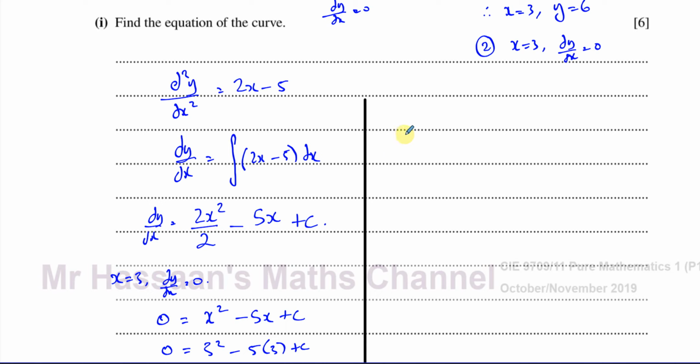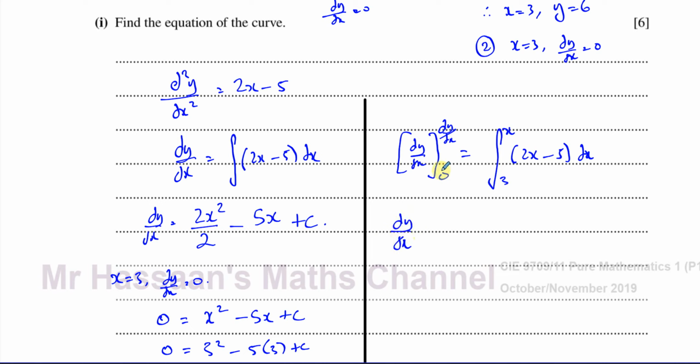So at this stage, I'm going to write this out. This is the integral of 2x minus 5 dx. So I've got my dy/dx here. I want to find what dy/dx is in terms of x. I know that when dy/dx is 0, that's when x equals 3.